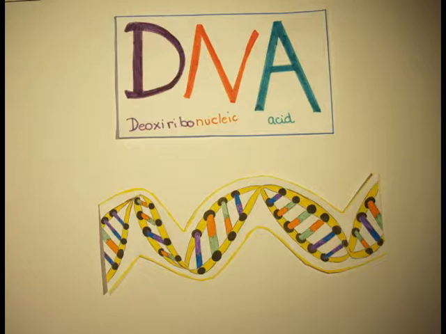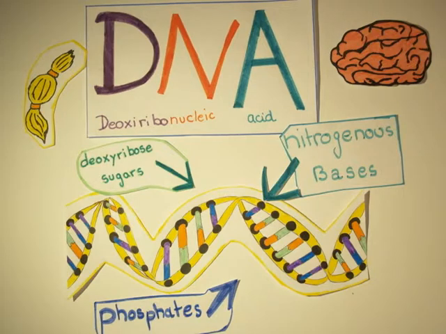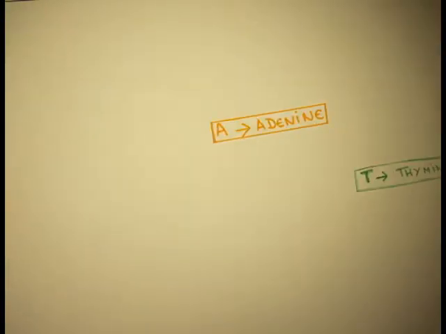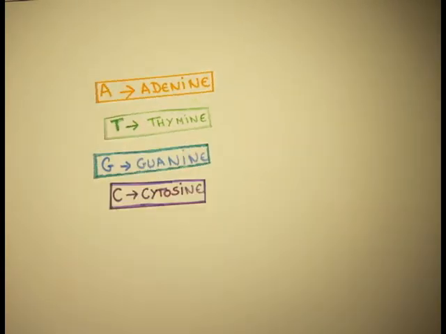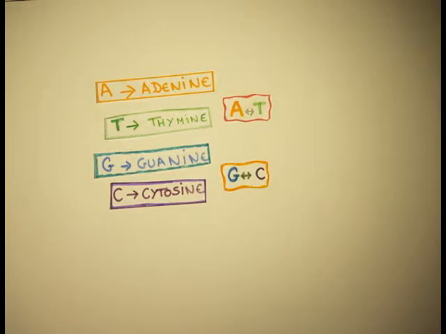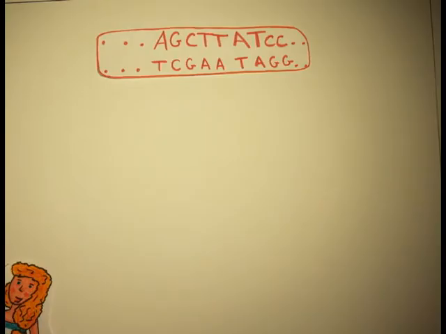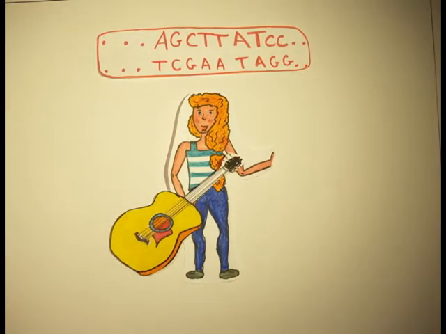DNA is like a spiral ladder that contains all of one's predetermined traits, physical and mental. DNA is a 3 billion long strand composed of deoxyribose sugars, phosphate, and nitrogenous base pairs called nucleotides. These nucleotides come in 4 types: A for adenine, T for thymine, G for guanine, and C for cytosine, with the A's and T's matching up, as well as the G's and C's matching up. These letters combine with each other to make a sequence.